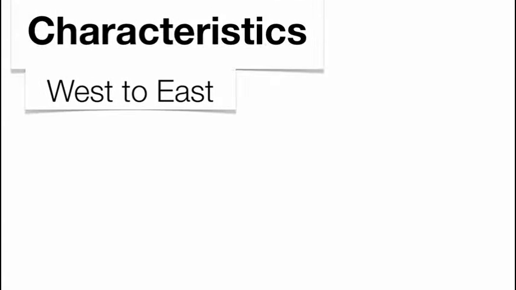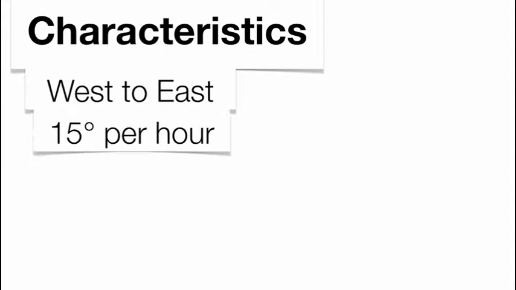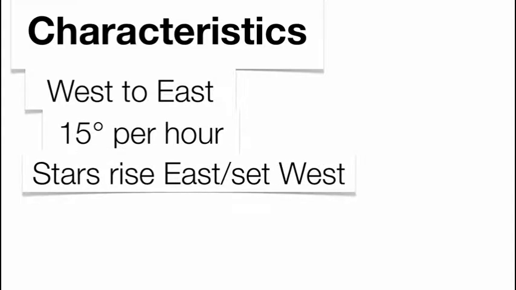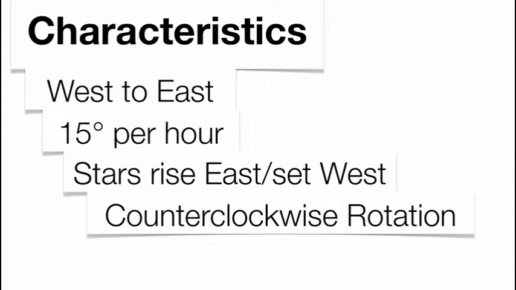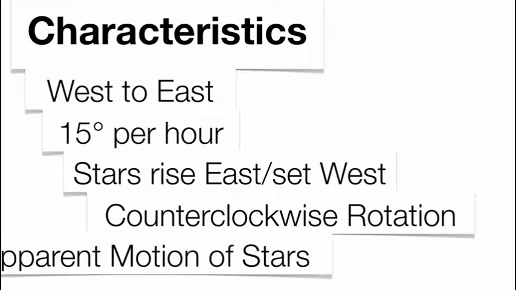Now, the characteristics that you need to know about rotation include we travel west to east with our rotation. We rotate counterclockwise, so essentially we rotate west to east. We rotate 15 degrees per hour in a counterclockwise direction, which will cause our stars, including our sun, to rise in the east and set in the west.